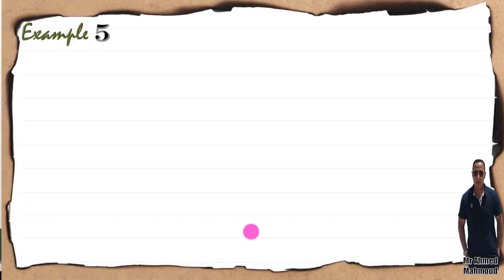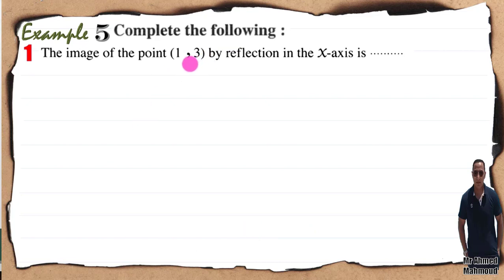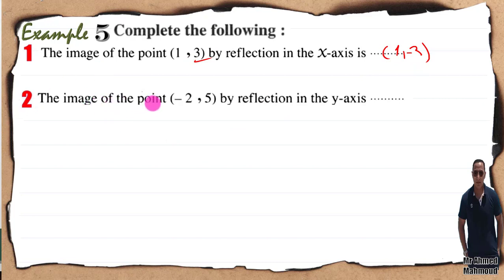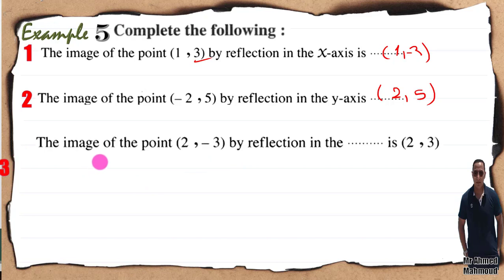Another example, number 5. Complete the following. The image of (1, 3) by reflection in the x-axis: the x-axis changes y, so it will be (1, -3). The reflection of (-2, 5) in the y-axis: y changes x, so it will be (2, 5). The image of the point (2, -3) by reflection in what is (2, 3)?